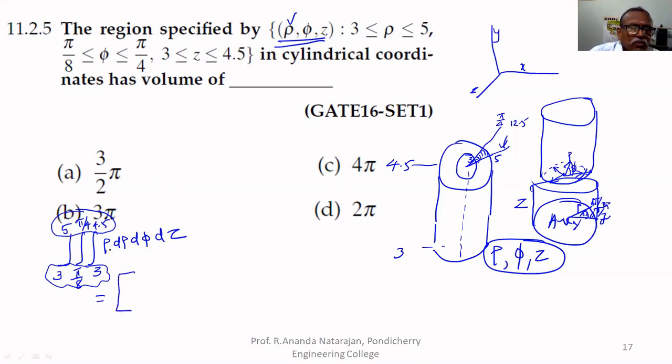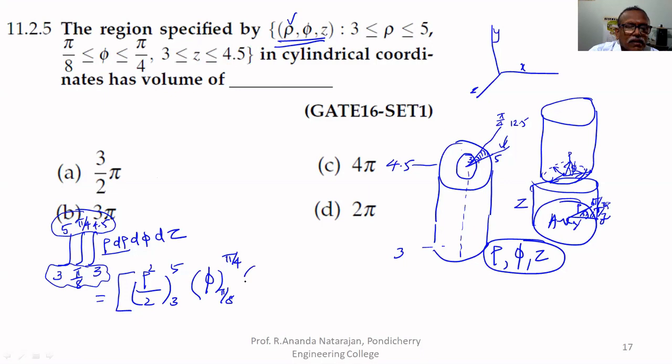If you do this, you will get rho square divided by 2, with limits 3 to 5. Then integrating d phi, you get rho square by 2 as a constant as far as phi is concerned, so you will get phi with limits pi by 8 to pi by 4.